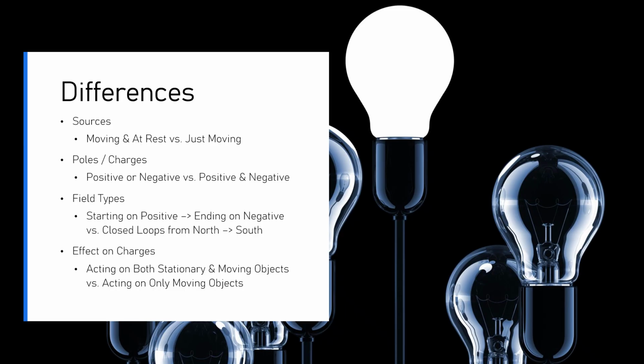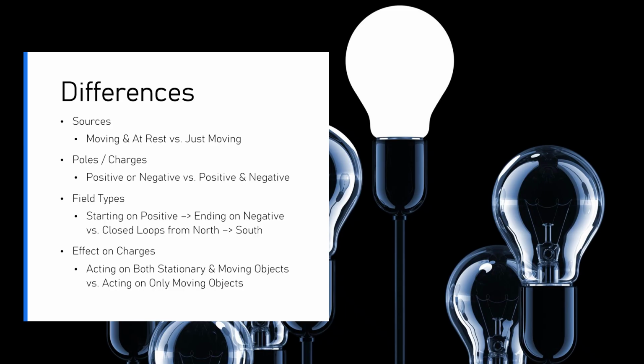How these energies are produced can come from different sources. So an electric charge can be produced while at rest or in motion, whereas magnetism can only occur in motion. Additionally, the poles and charges differ between the two, with electricity only being able to be positively or negatively charged, and magnets are both positive and negative charges at all times.